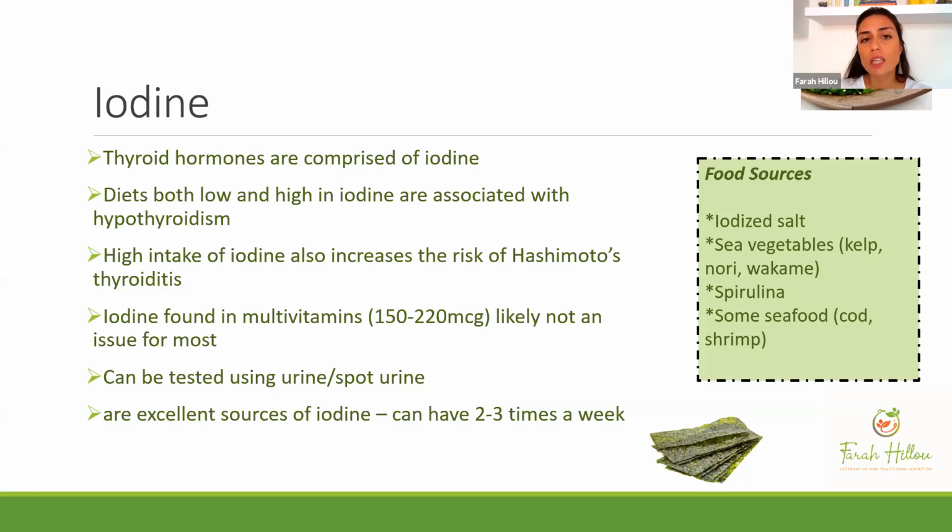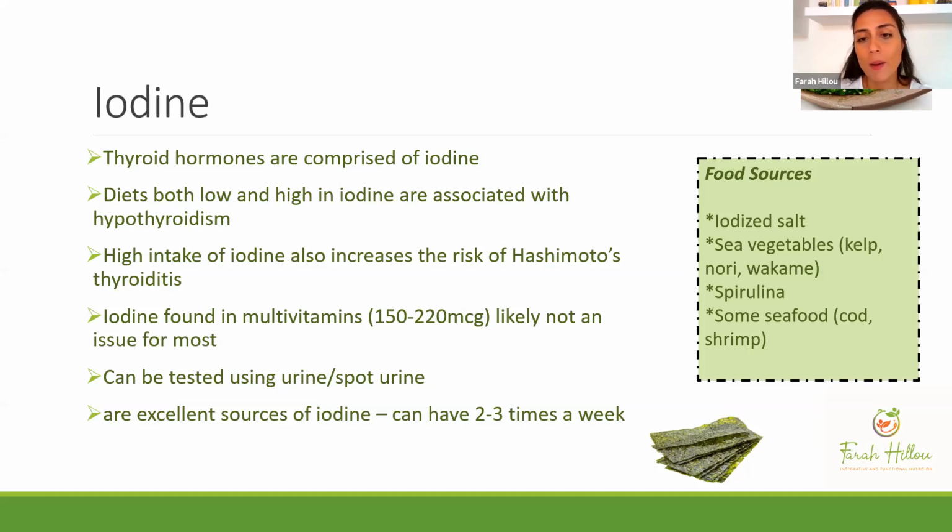So iodine is really important because thyroid hormones consist of iodine. And then diets that are either low or high in iodine are associated with hypothyroidism. So we don't really know if this individual has autoimmunity or thyroid conditions because they lack iodine or they're taking in too much iodine.